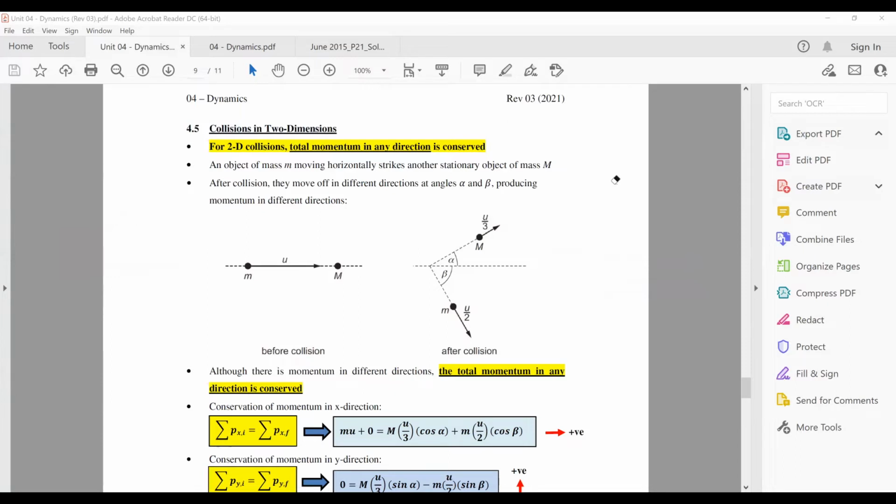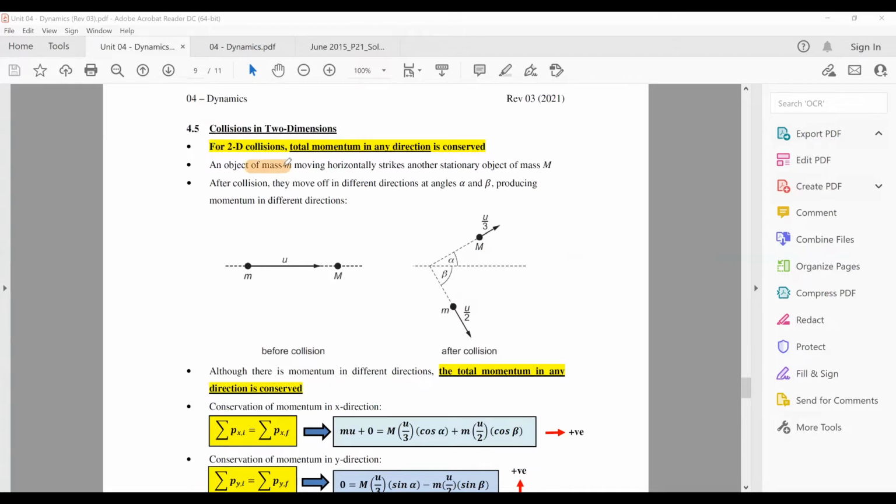Now, for any 2D collisions, total momentum in any direction is conserved. 1D collision is where momentum is only in one direction. 2D collisions would have momentum in 2 different directions. So here what we'll tell you is that in those different directions, the total momentum in any direction must be conserved. The example that we will give you here is this.